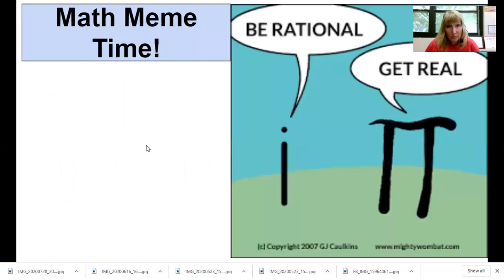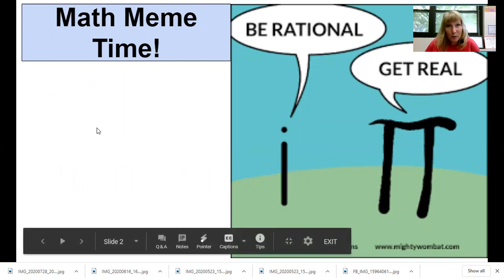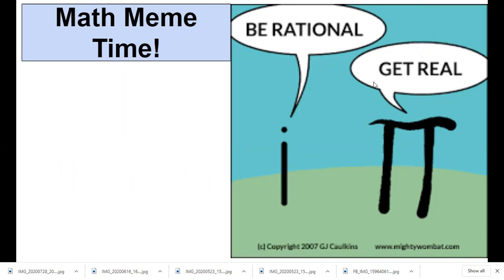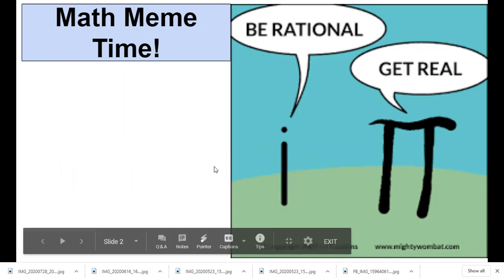So here's my math meme today. See if you understand this one by now from last lesson. You should. The imaginary number i is saying be rational, and pi is saying get real. So do you get it? Hopefully you get that joke at this time.